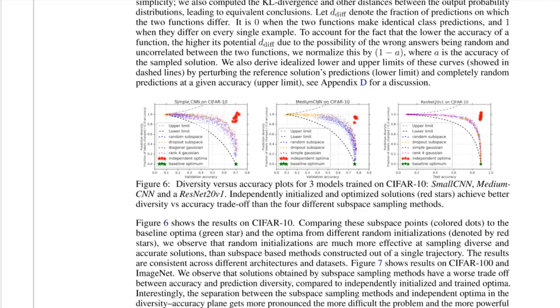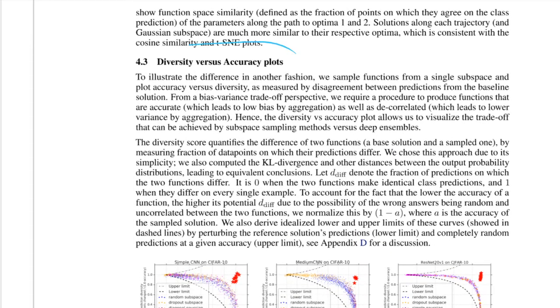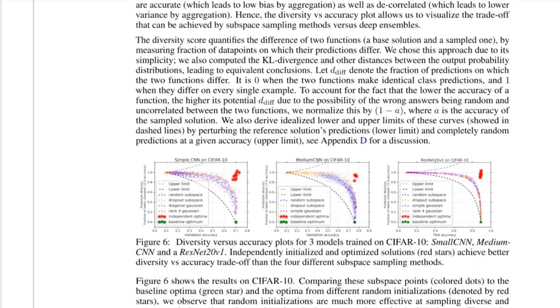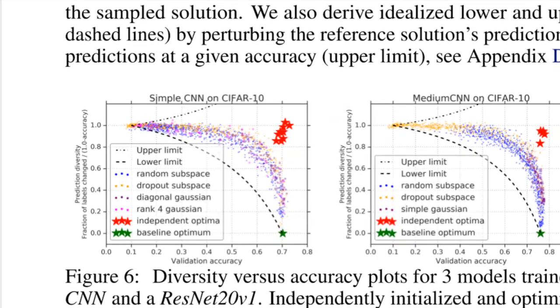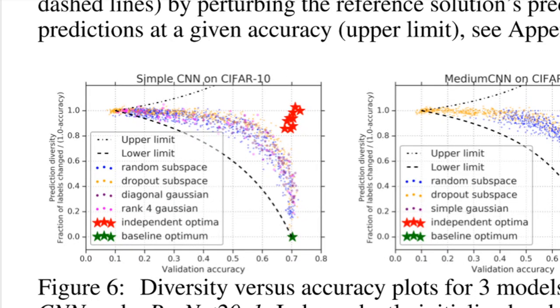They do these other plots right here that they call diversity versus accuracy plots. So what they'll do is they are going to have different models, and they're going to look at them in terms of their diversity and their accuracy. So here the y-axis is going to be how different are these functions. And that's going to be, again, in fraction of labels changed, normalized by the base accuracy.